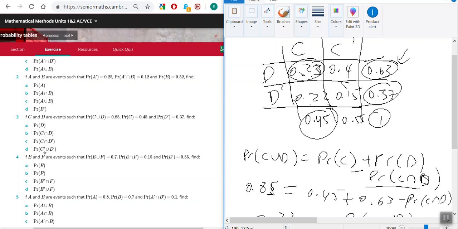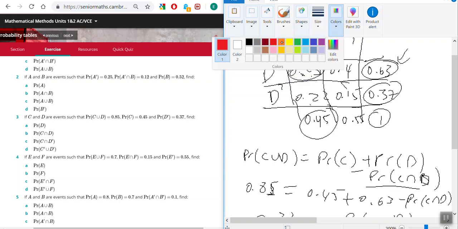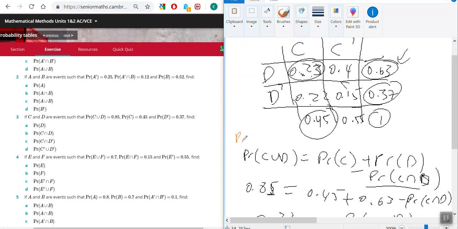And the probability of the union of not C and not D. So we have to use the addition rule again. I'll try to do this in a different color. Addition rule, remember. The probability of not C union not D is the probability of not C plus the probability of not D minus the probability of not C intersection not D.